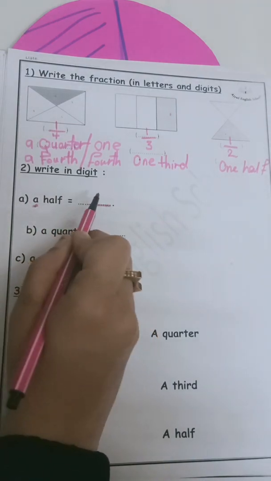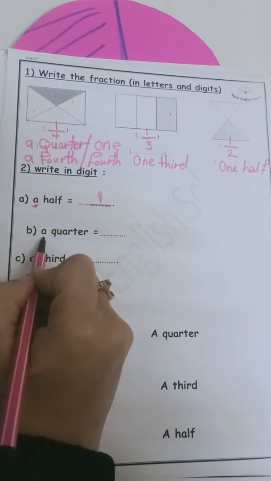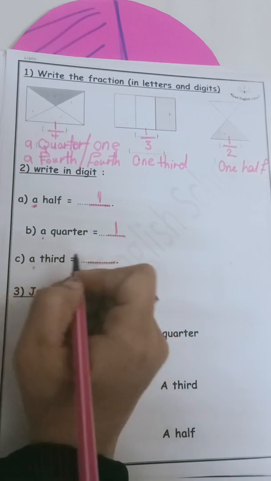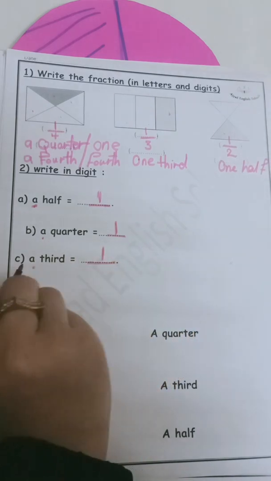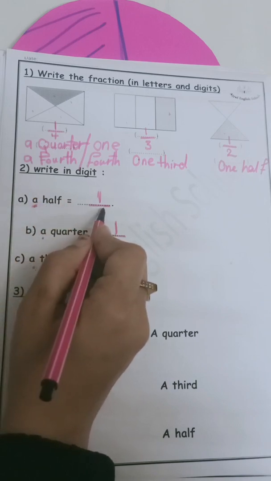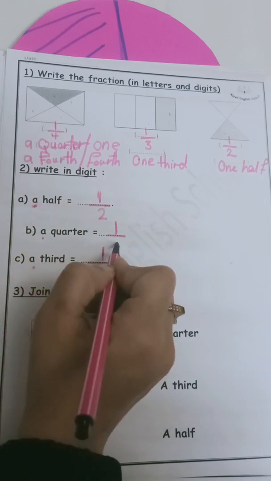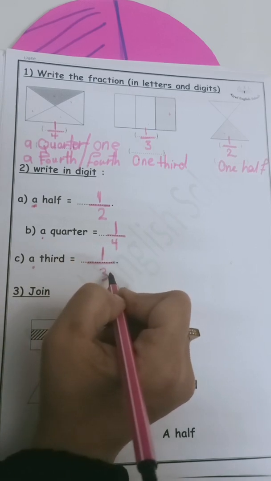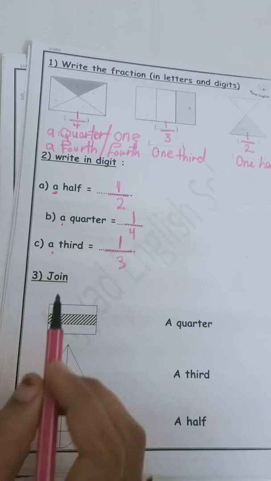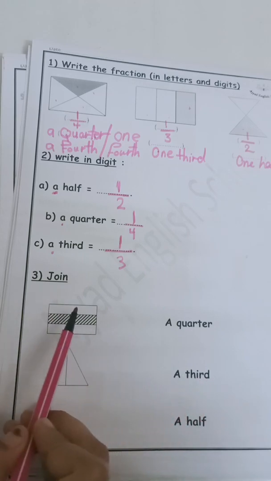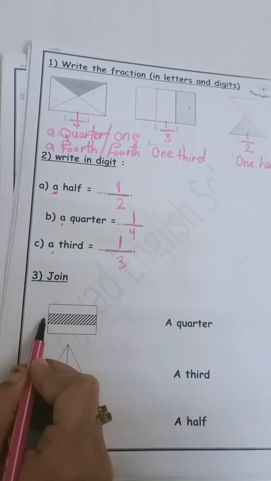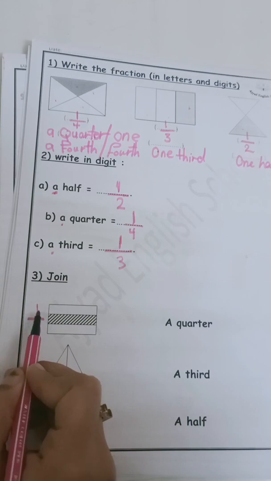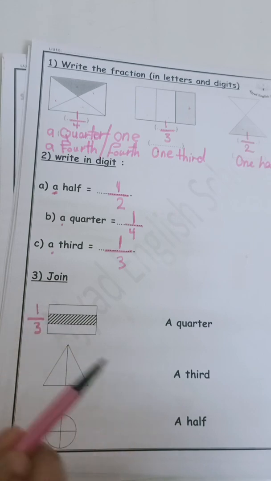So write in the top 1. So write in our numerator 1. Half, so write 2. Quarter, so write 4. Third, so write 3. The next question, join. Means we have here 3 parts. All parts equal 3. And colored part 1. This is what? A third.